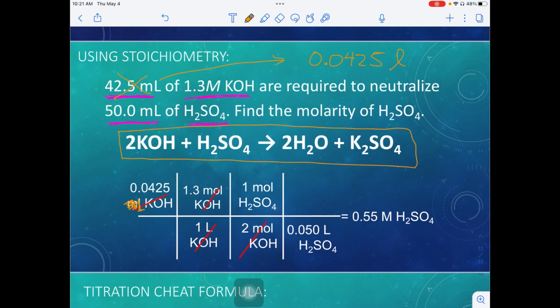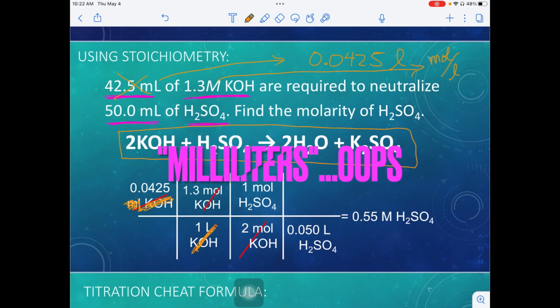Then we know that that has a molarity of 1.3 moles per liter. That's molarity. Remember, M is molarity or moles over liters. That's why I needed to convert that to liters first. This is going to cancel. Liters will cancel. Now you're in moles. Well, we know that we are neutralizing 50 milliliters of it.